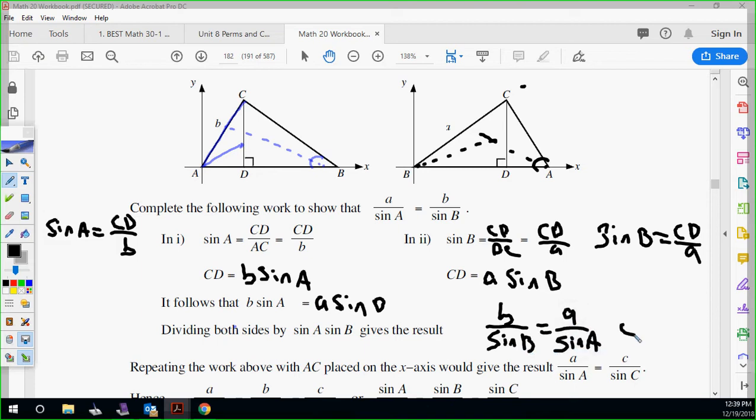It doesn't matter what's on top or bottom. Just sines have to be on top or sines have to be on bottom. But we just proved that.